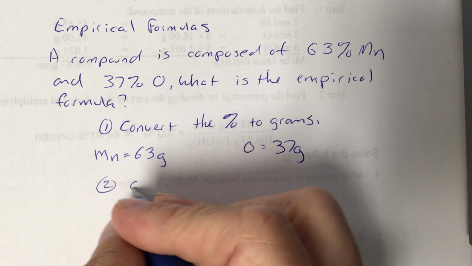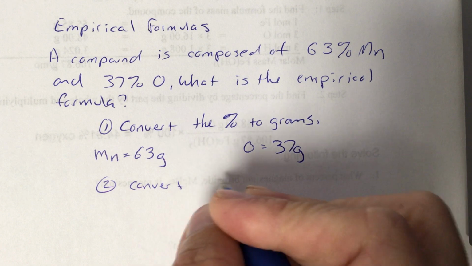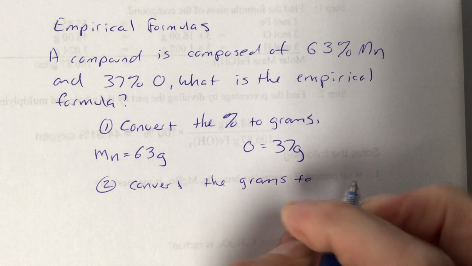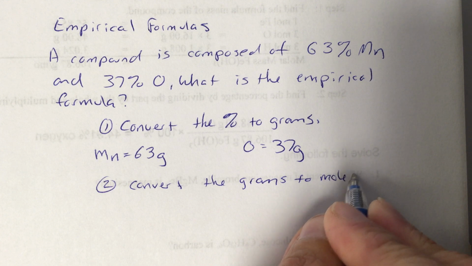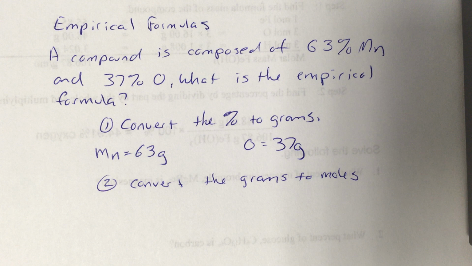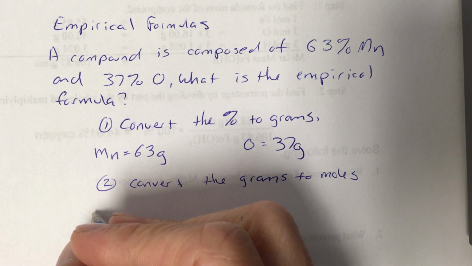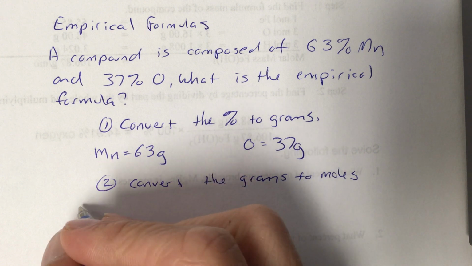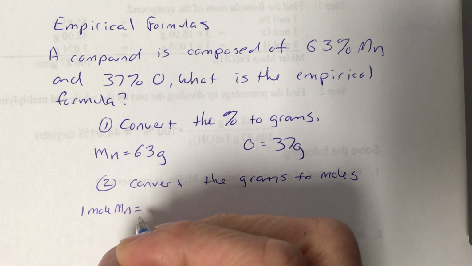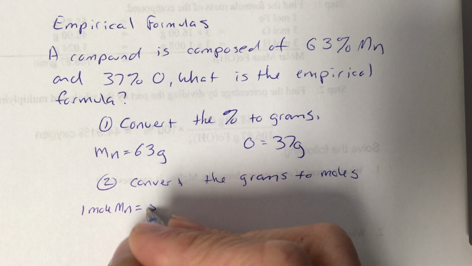Step 2, convert the grams to moles. For this, we're going to use the atomic mass or molar mass for these elements from the periodic table. So for manganese, the mass is 54.94. So we say 1 mole of manganese is equal to 54.94 grams.